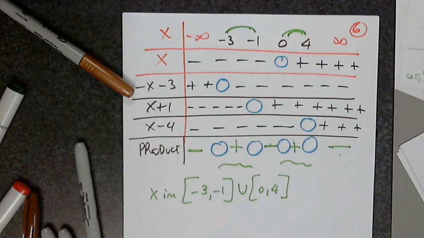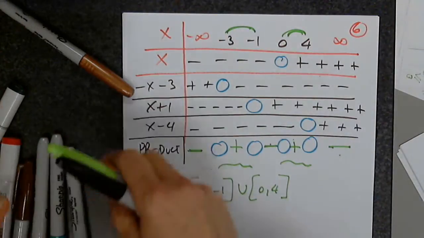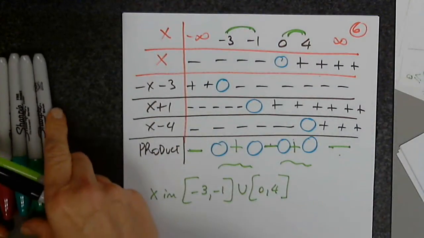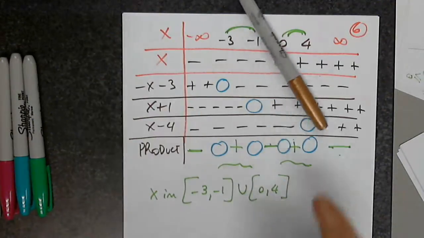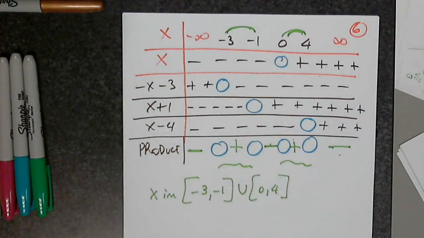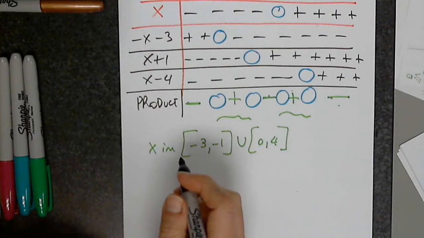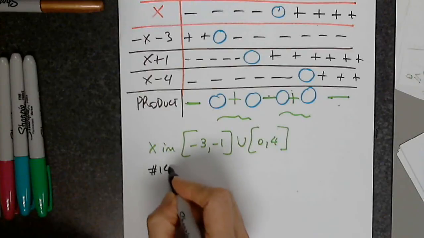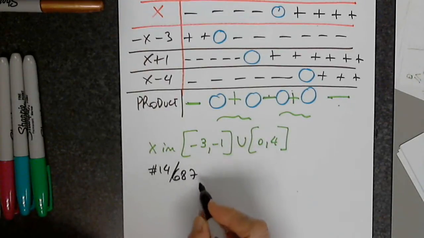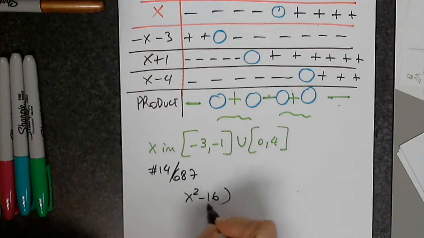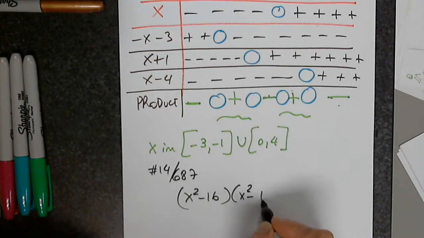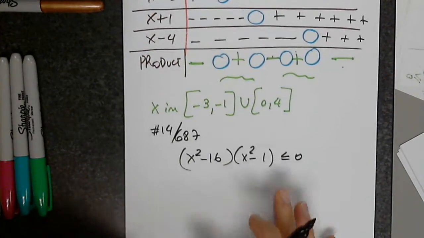Anything you want from 1 through 14, and then we can graph the quadratic function. Any preference? Do I get to choose? Okay, I will choose 14 on page 687. And that is (x squared minus 16) times (x squared minus 1) less than or equal to 0.